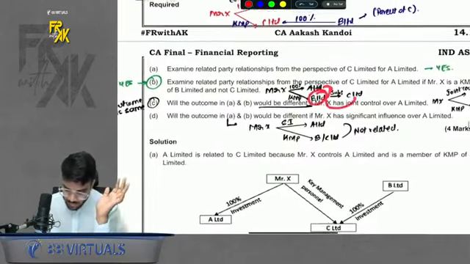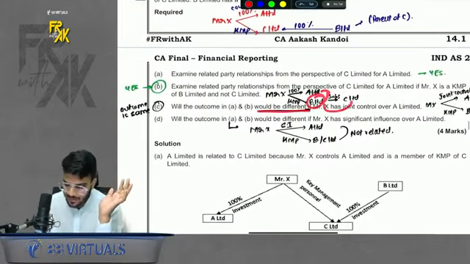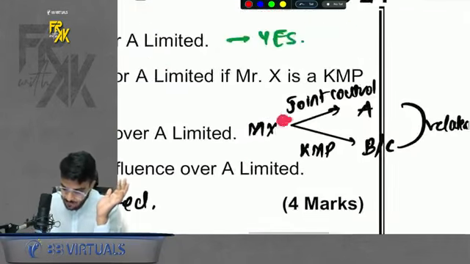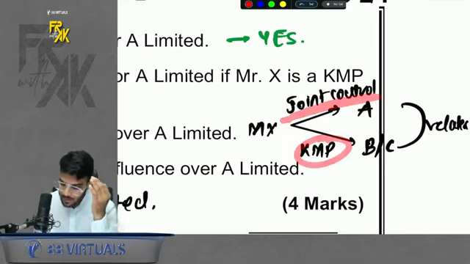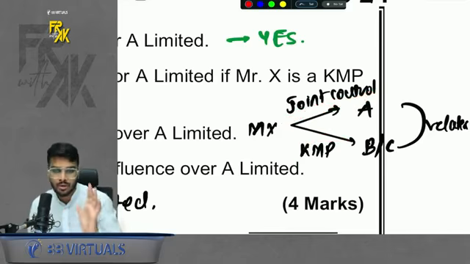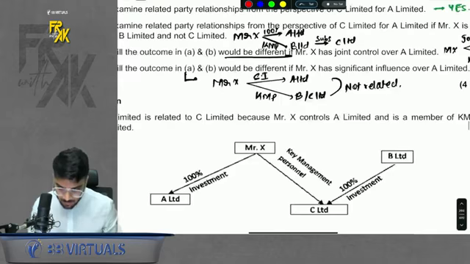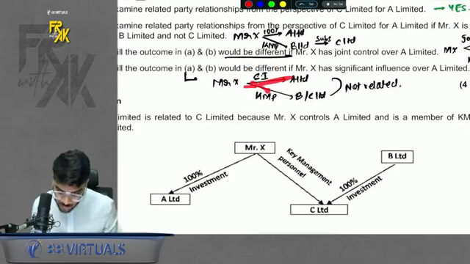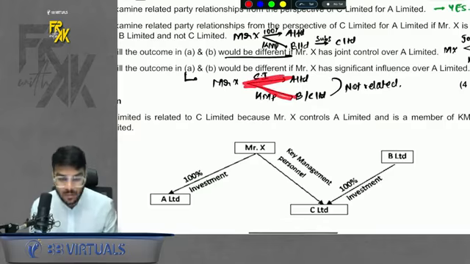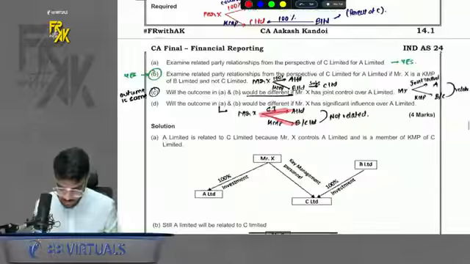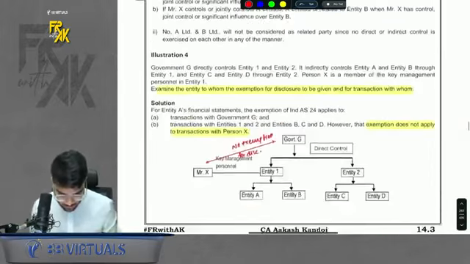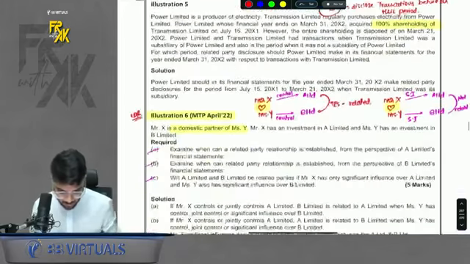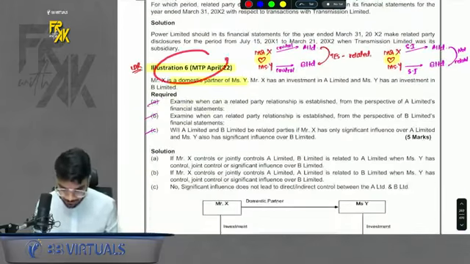It says, will the answer be different if X has joint control? So if in one place there was joint control, one place KMP, it is fine. At least one side you should have control or joint control. Then related. But if one side influence, one side KMP, then not related. Remember, one side there should be control. But if one side influence, one side KMP, not related. We discussed this already, covered in the spoiler. Then example number 3 you can do on your own. Come to example number 6.